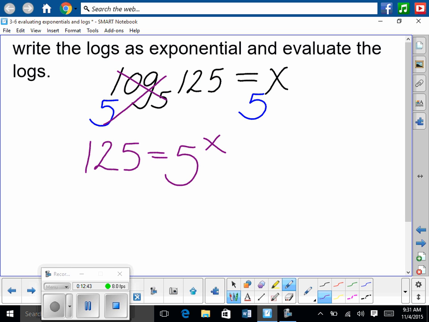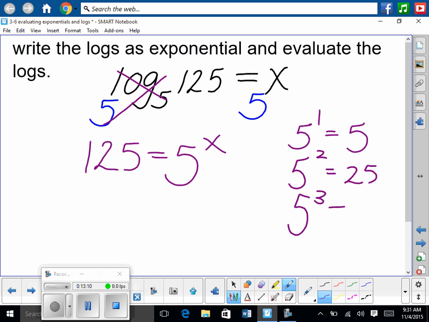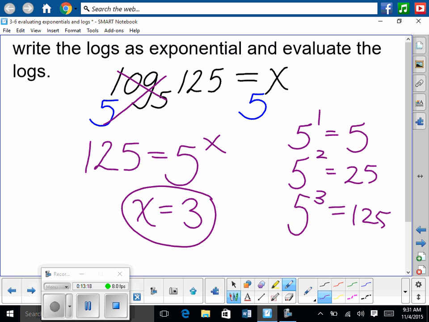Now, can't we solve for x? Pretty easily here. What value of x would make this equation true? You tell me. 5? Not 2, not 5. So if we think about it, guys, 5 to the first power is equal to 5, 5 to the second power is 25, so 5 to the third power is 125. So x must be equal to 3. Very good. Does everybody see why we would want to switch from a log to an exponential? Because then we can solve quite a bit easier.